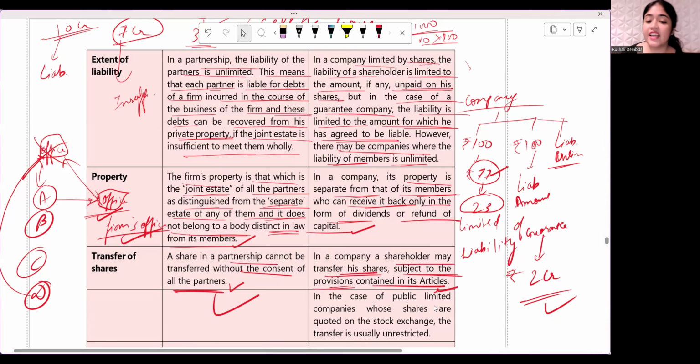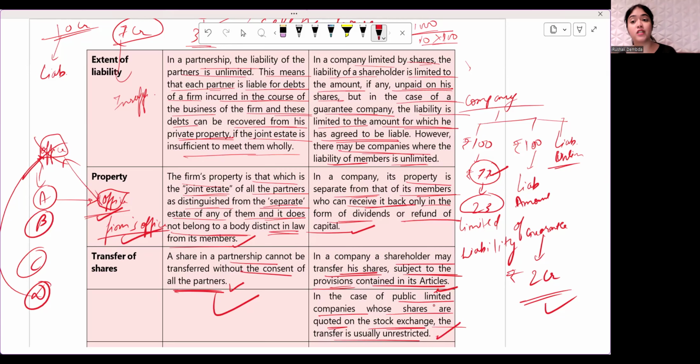In case of public listed companies whose shares are quoted on the stock exchange, the transfer is usually unrestricted. In public limited companies, the companies which are open for the public to subscribe, that time you can sell unrestrictedly. You don't have to take anyone's permission, you can sell it anytime.